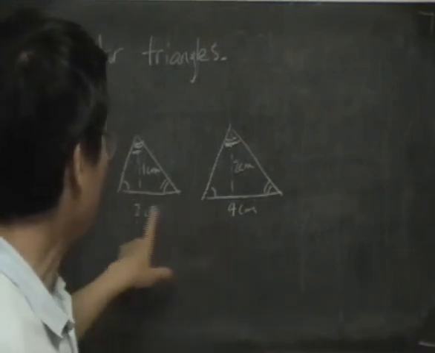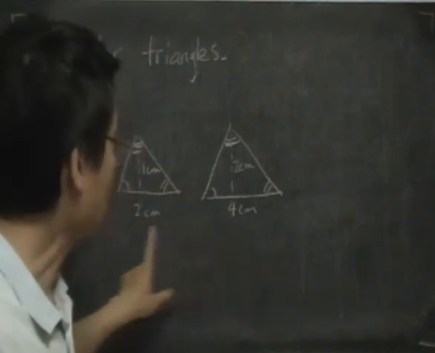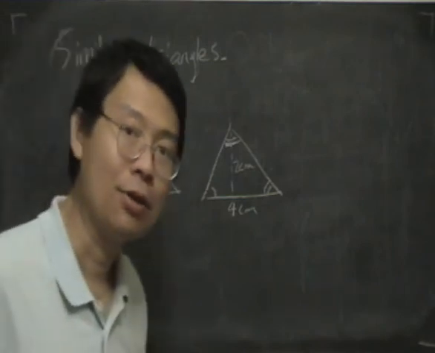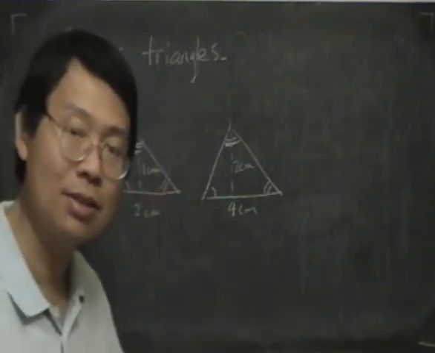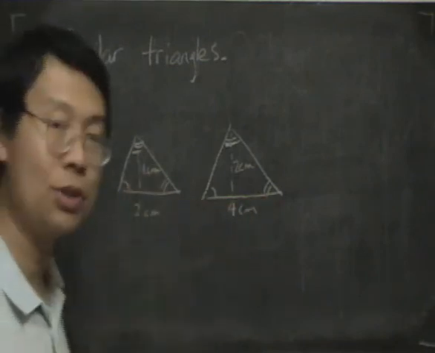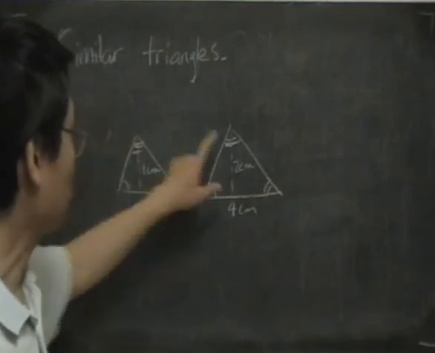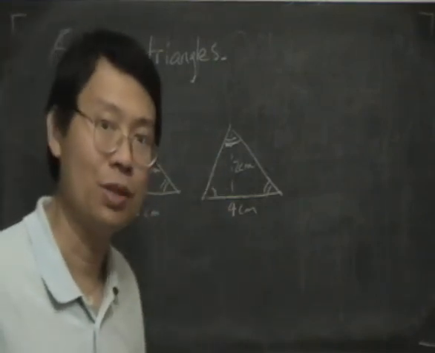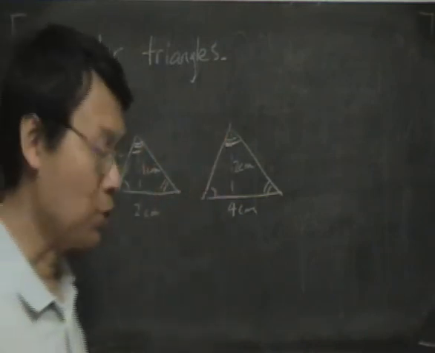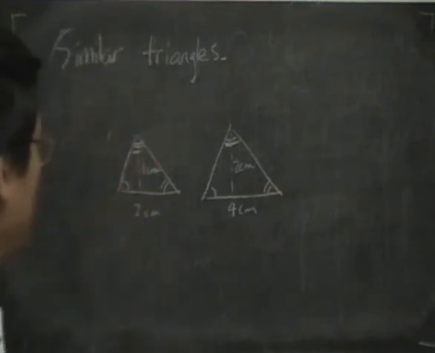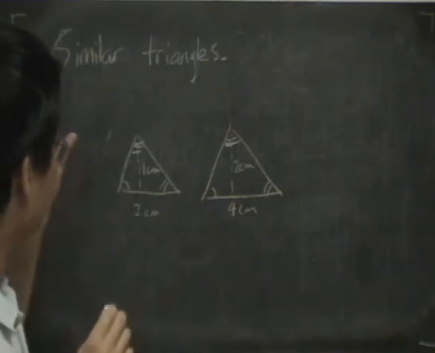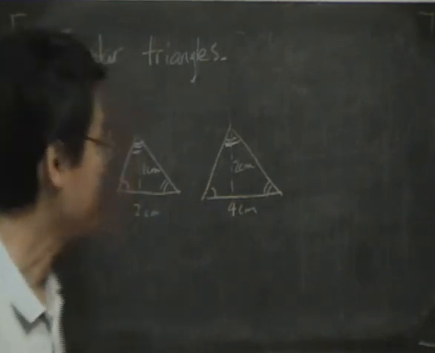if this side is twice of this side, the corresponding sides, then the height must also be twice of the height. So in fact this extends things a little bit. It doesn't have to be just the corresponding sides itself. It can be any other corresponding parts of the triangle, like the heights. Now in this case we are going to look at the area. What can we say about areas of similar triangles?